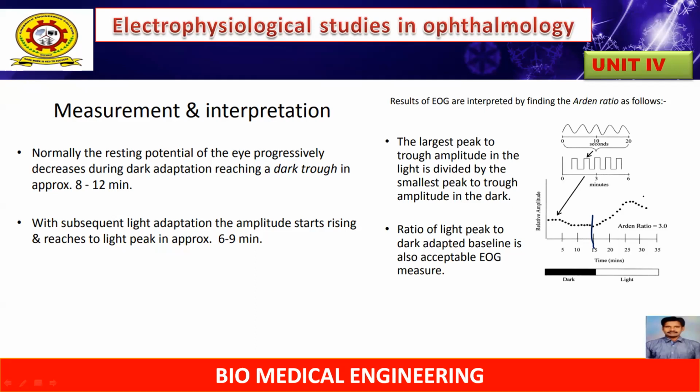These types of parameters are like the Arden ratio. The Arden ratio is one of the parameters which gives knowledge of the electro-oculogram. The result of the EOG is explained by calculating the Arden ratio. For this example on your screen, the Arden ratio equals 3. Try to represent this in our final examination.